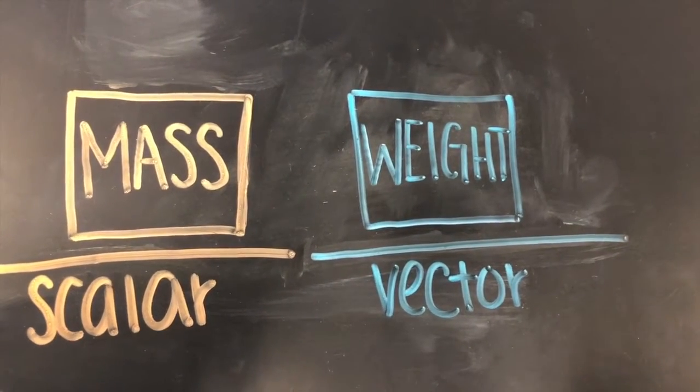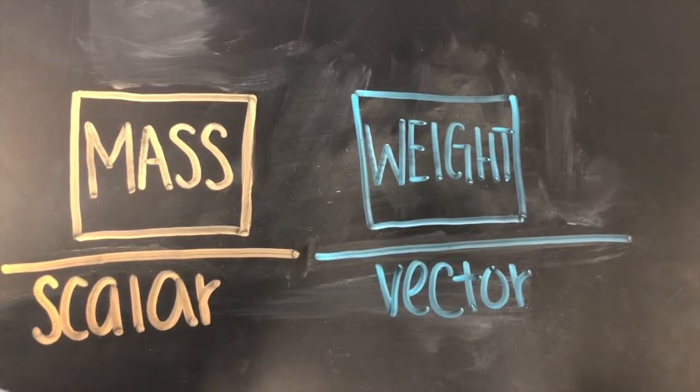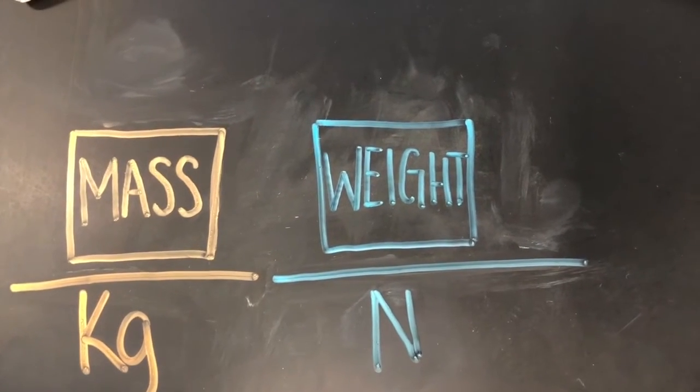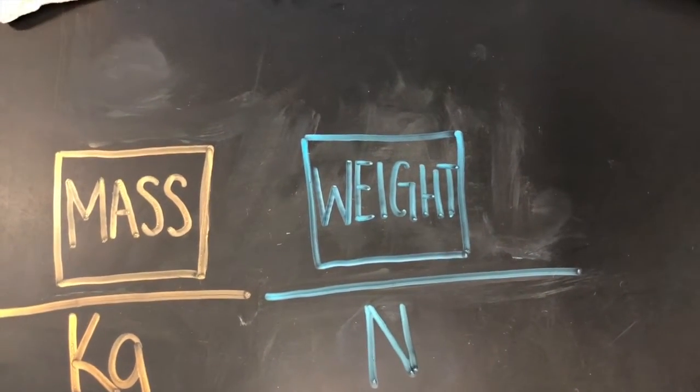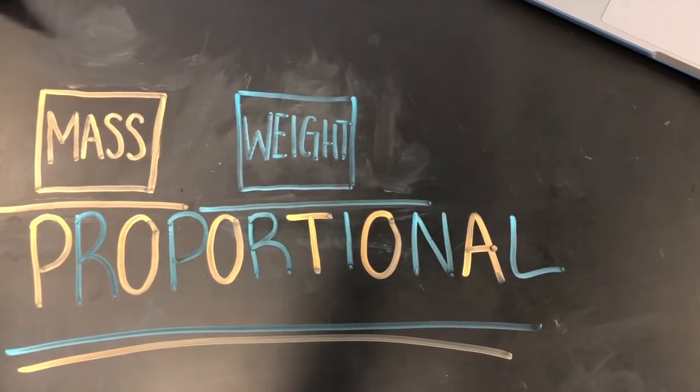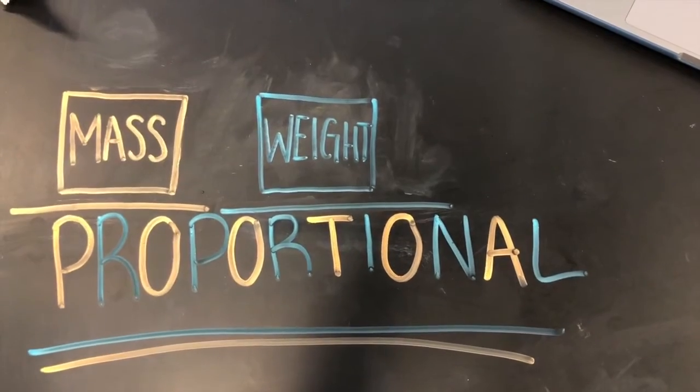Mass is a scalar quantity, whereas weight is a vector quantity. Mass is measured in kilograms and weight is measured in newtons. However, both quantities are proportional.